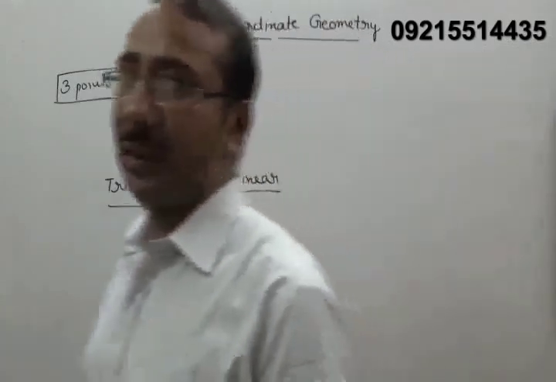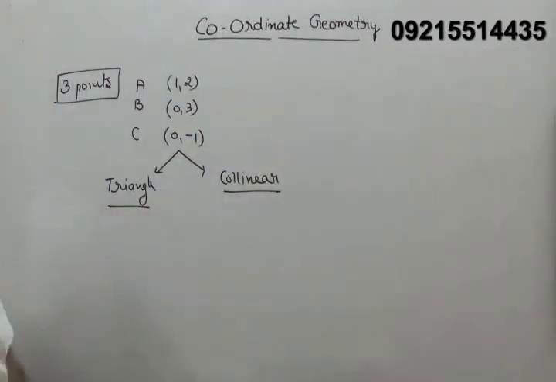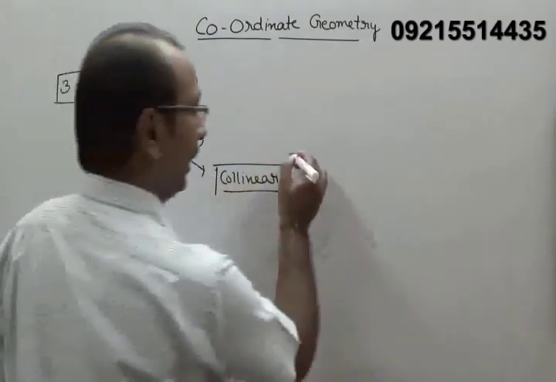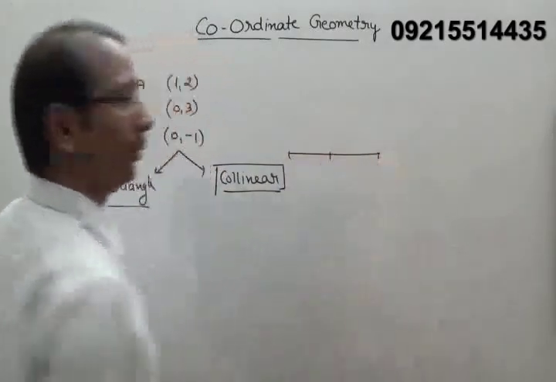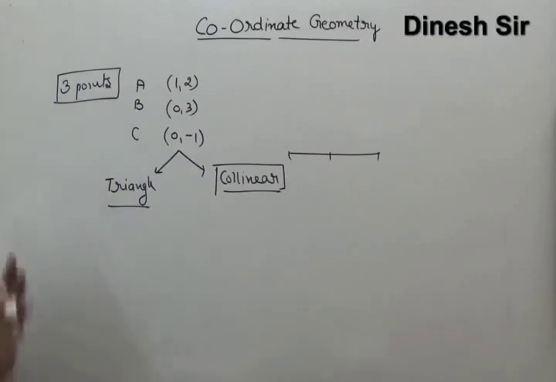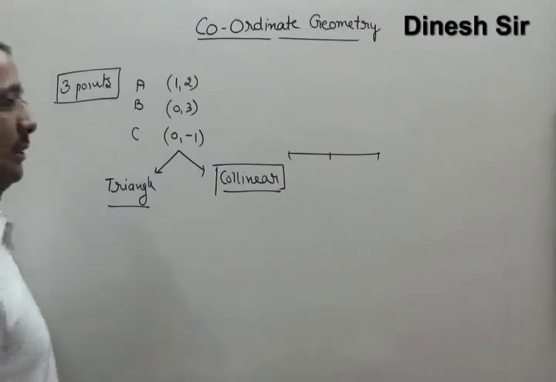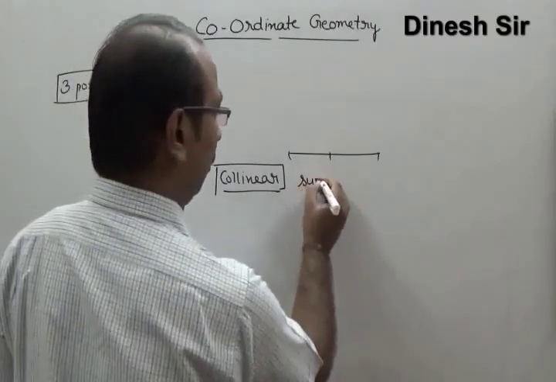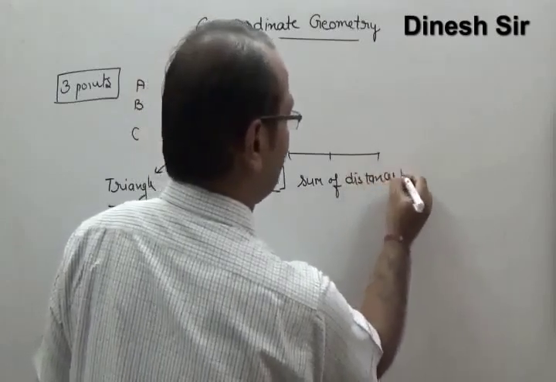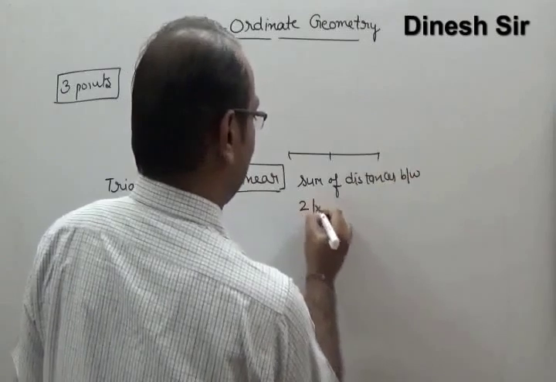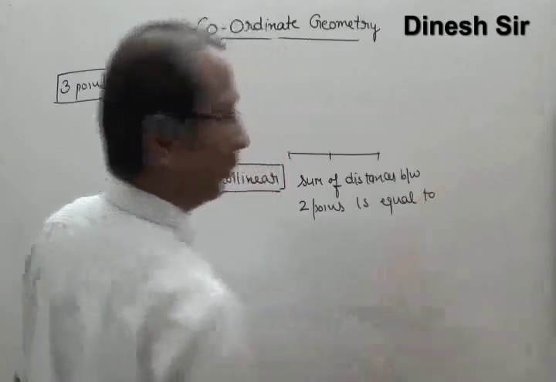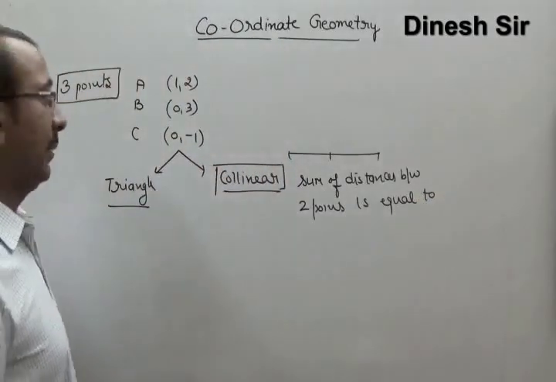Now, first of all, I just want to tell you how to prove it is collinear. By the term collinear, we mean the points lie on the same line. Suppose all 3 points lie on the same line, so we say the points are collinear. If 3 points lie on the same line, that simply means the sum of distances between 2 points is equal to the third distance.